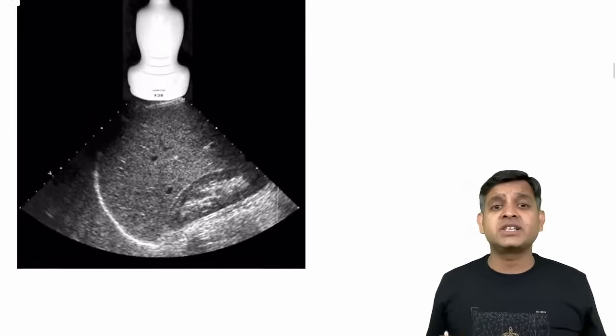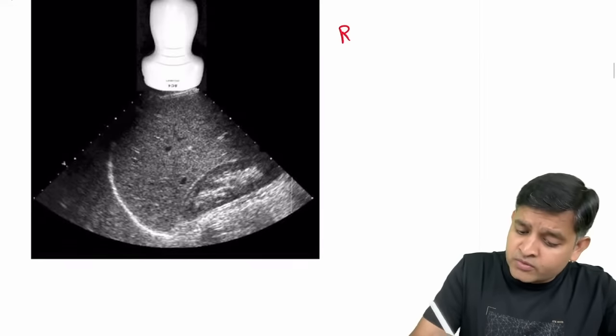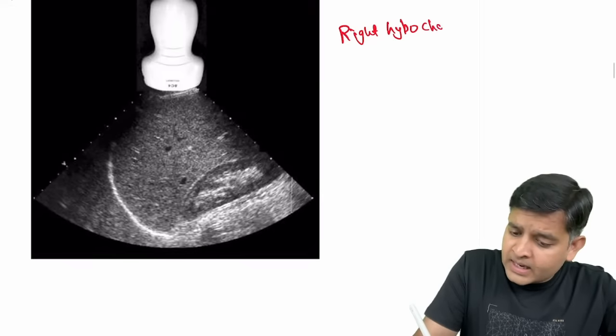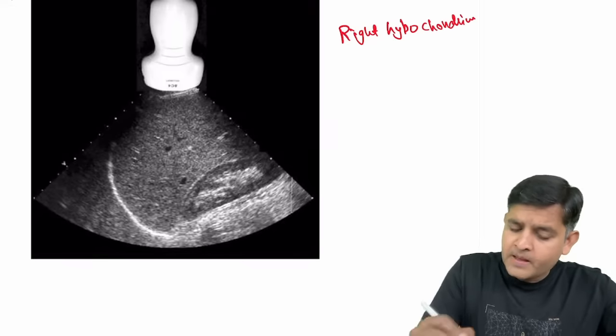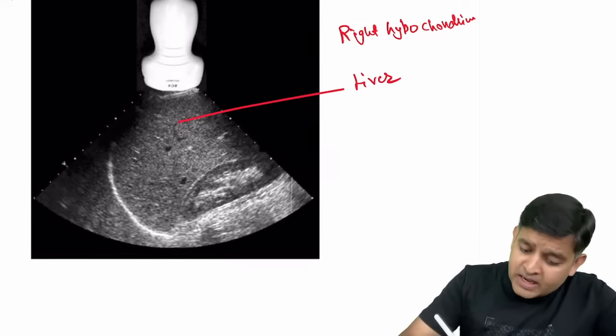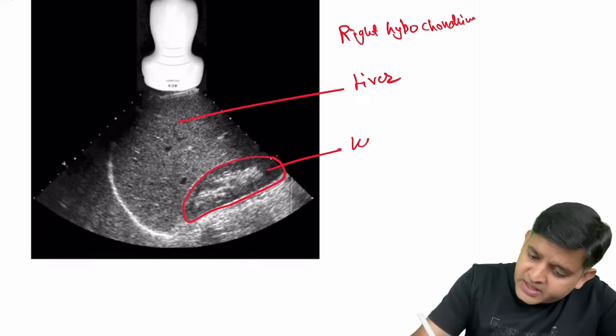Okay. Now let's see this image. What is this image? This is the ultrasound image of the right hypochondrium. What do we see? This structure is liver. And what is this structure? This structure is kidney.